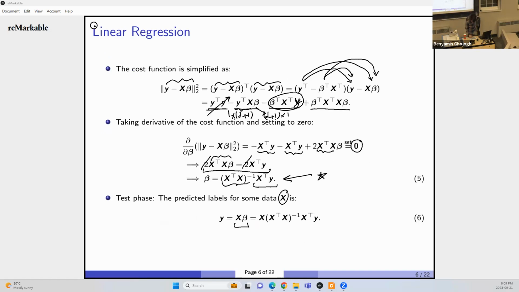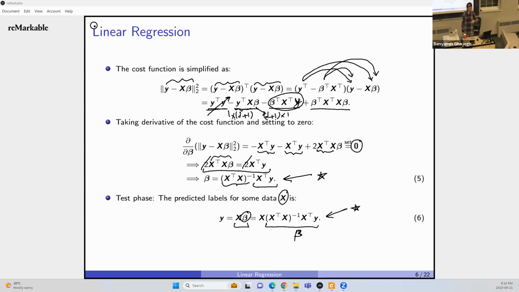And beta, I replace with equation 5. So this is beta. So my Y, which was X beta, becomes X times X transpose X inverse X transpose Y. This is also very famous. Again, let me emphasize that this X can be the data set of anything. It can be the training data set again. So after training, you can predict the labels of the training data set again, right? In scikit-learn, that's called fit transform. You fit it once, and then you transform the training data again.